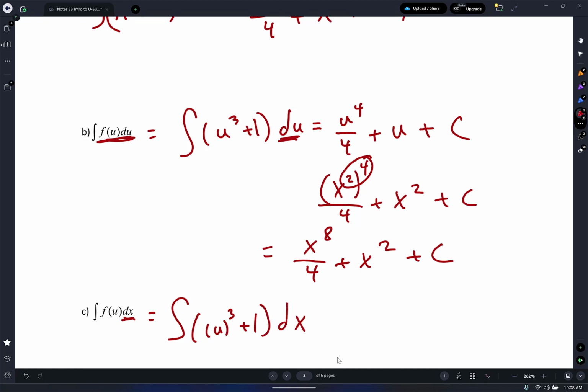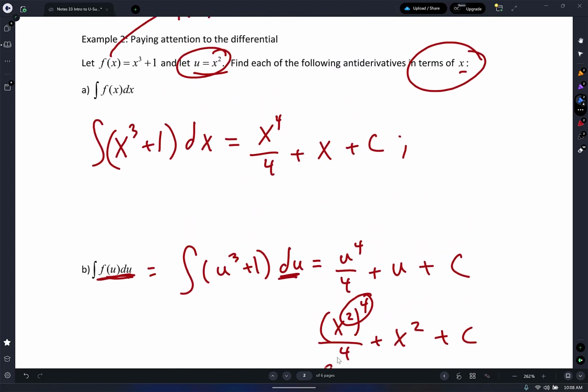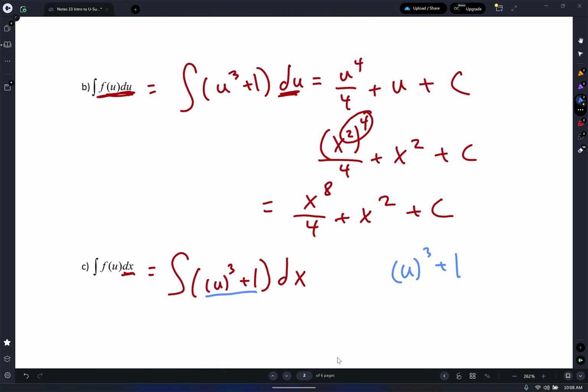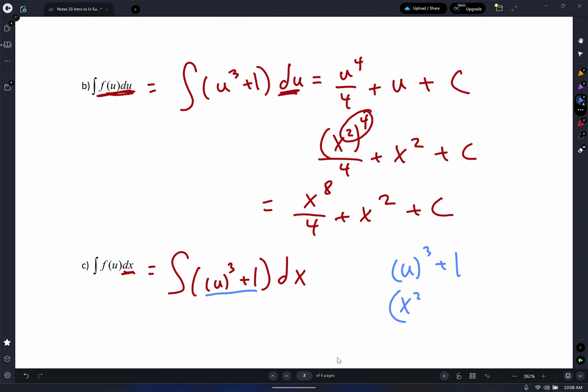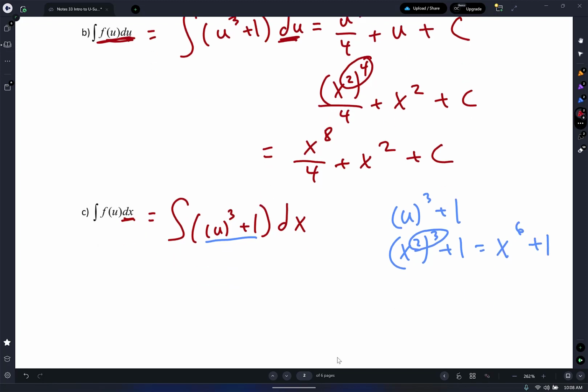Now notice that they're different, right? So I'm going to come here to the side and rewrite this. U cubed plus 1. What was u again? So that's what I'm going to substitute with: x squared to the 3rd power plus 1. So that gives me, what's 2 times 3? X to the 6th plus 1. So now that's what I'm going to integrate. So I'm going to come back. Integral of x to the 6th plus 1 dx. Is everyone okay so far? All right, what's the antiderivative of x to the 6th?